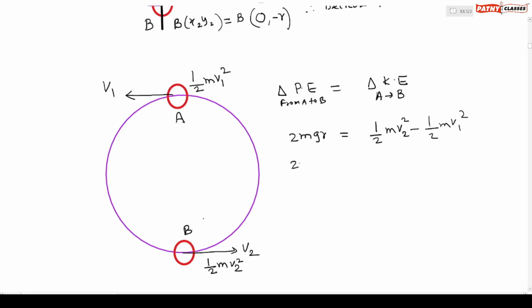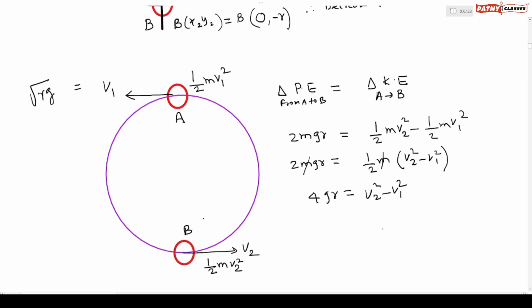Now simplifying, 2mgr equals, taking half common and m common, half m times (v2 square minus v1 square). On both sides the m cancels. We get 4gr equals v2 square minus v1 square. But what is v1? v1 is nothing but under root of rg. We already got it. So putting that value here, 4gr equals v2 square minus (under root of rg) square.